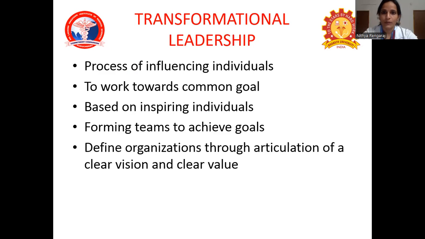The other, a more favorable type of leadership, is transformational leadership, where it is more of a process of influencing the individuals to work towards a common goal. It's based on inspiring each and every one of the team and also forming the team to achieve the goal. It defines the organization through articulation of a clear vision and a clear value. So this is more of a freedom than more of authority.